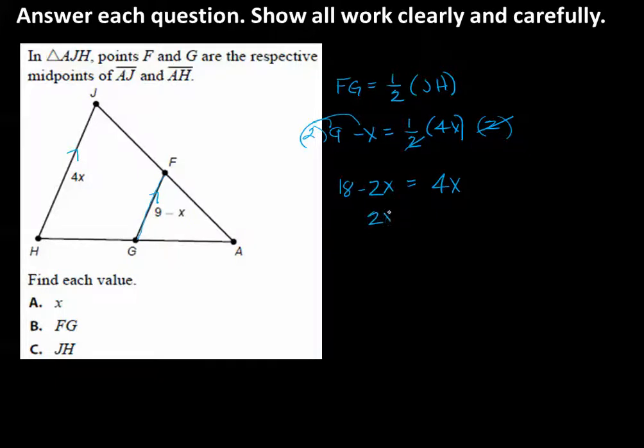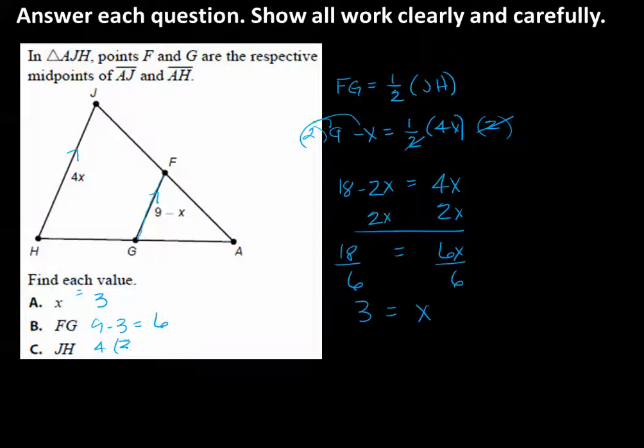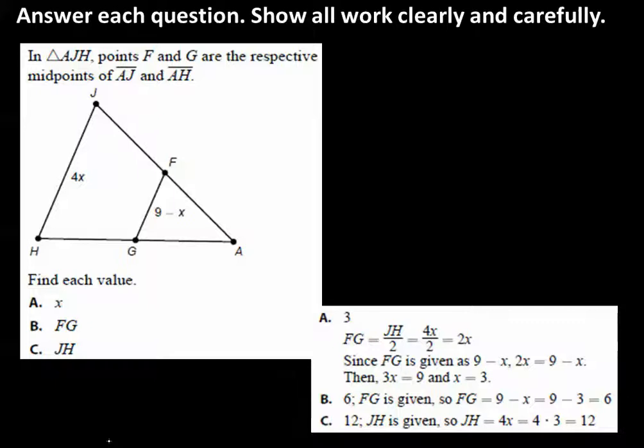Now I just solve for X. I'm going to add this 2X to both sides, so I have 18 equals 6X, and then I've got to divide both sides by 6, so I have 3 equals X. Now I found part A, that equals 3. FG is 9 minus 3, which gives me 6. And JH is 4 times 3, which gives me 12. There you go. Official answers. Woo, looks much longer than mine. But we all got the same thing.